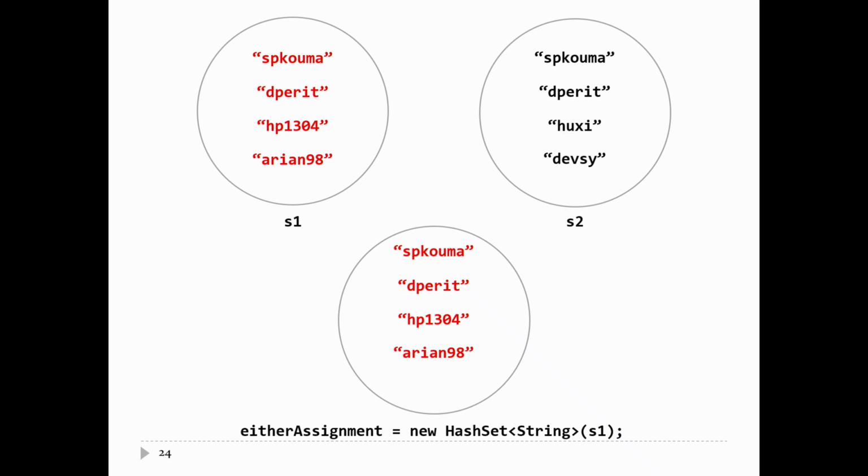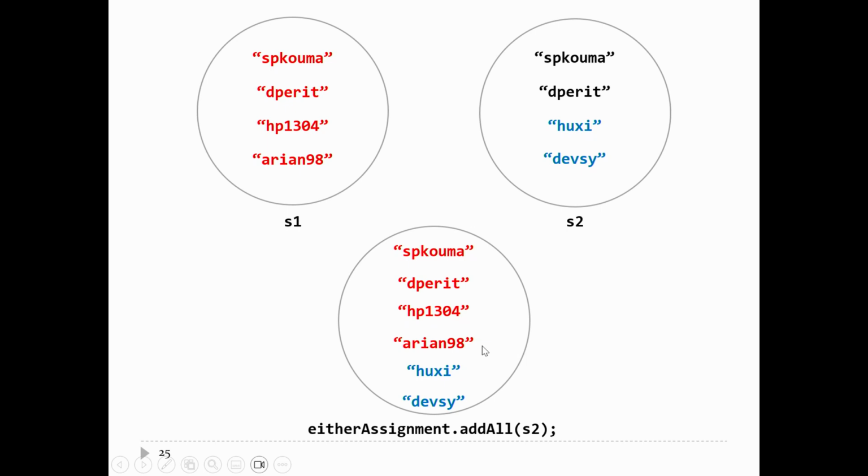Hugh Z is not in this set, so it adds it to here, and Dev C is not in this set, so it adds it to here. It never looks at HP 1304 or Area 98, because it's looping over that set there. And there's your set of students who have completed either assignment 1 or assignment 2. It's the union of those two sets.